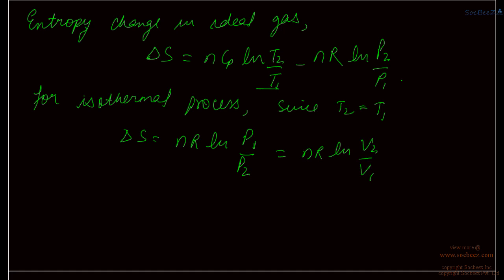Okay, and similarly for an isobaric process, since pressure is constant, P1 will be equal to P2, hence this term will be 0. And so in case of an isobaric process, delta S equals nCp ln T2 upon T1. So there are many expressions which can be derived. For an isochoric process, delta S equals nCv ln T2 upon T1.